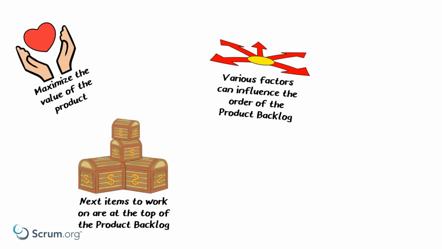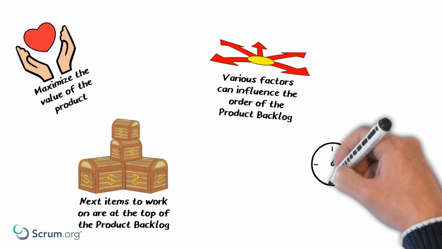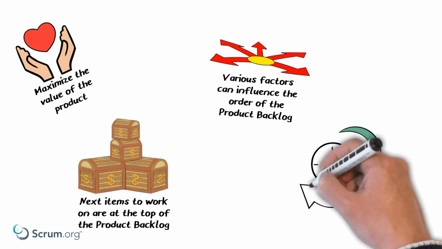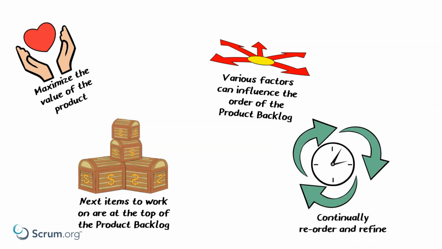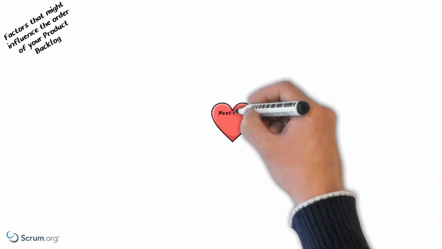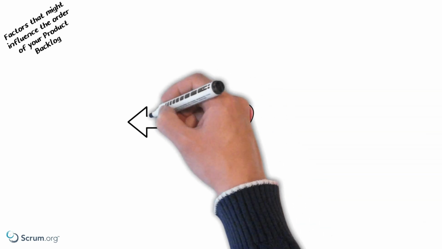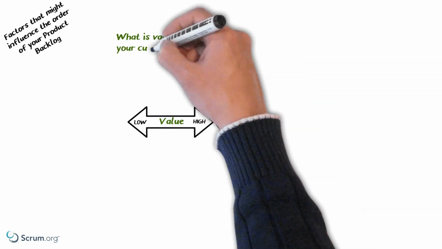In this video, we will discuss some of the most common factors a product owner might consider when ordering the product backlog. There is not one best way to order, and there are various options at play. Product owners will need to continually reorder and refine. What your customer needs and what is valuable to them should influence what the team will be working on next.